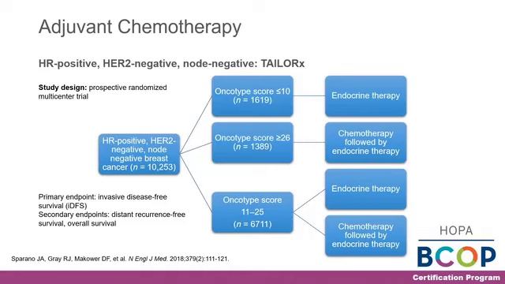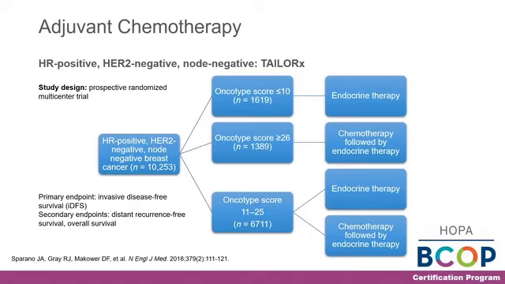One group had an Oncotype score of less than 10, which is a genomic test. The second group had an Oncotype score of greater than or equal to 26, and the third group had an Oncotype score of 11 to 25. As you can see, the group that had a low Oncotype score was randomized to endocrine therapy. The group that had a score greater than 26 was randomized to chemotherapy followed by endocrine therapy.